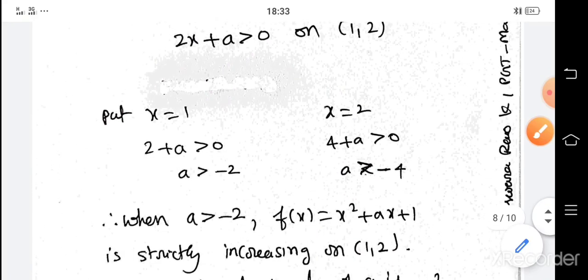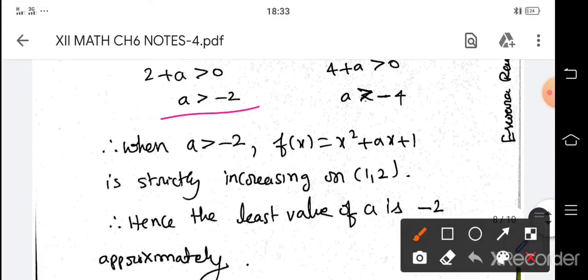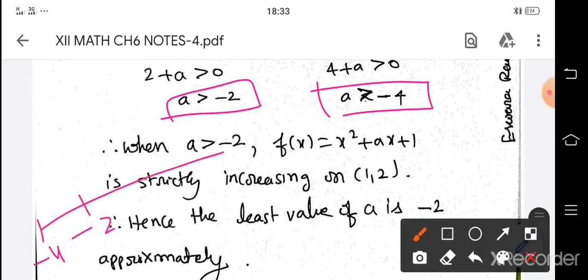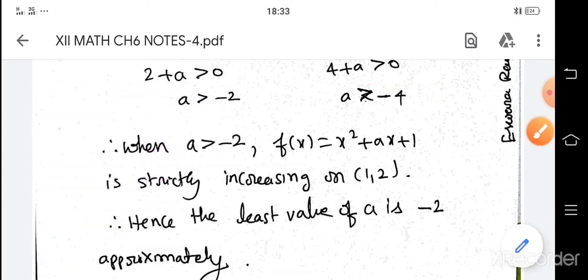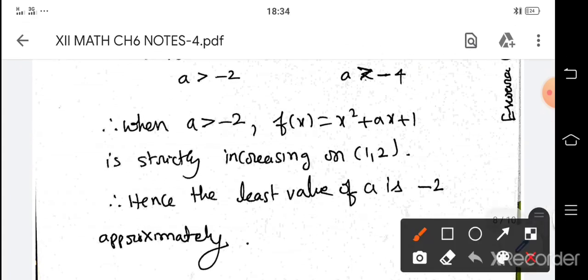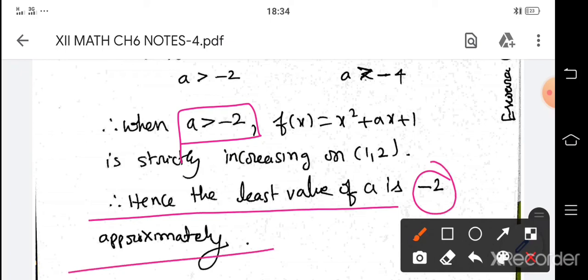Two things we got here: a greater than minus 2, and a greater than minus 4. Minus 2 here, minus 4 there. The common condition is a greater than minus 2, so you have to take a greater than minus 2. That means a greater than minus 2 will be the answer for this one. That means the least value of a will be approximately minus 2, since it is greater than. Since they asked for strictly increasing, that means approximately minus 2, that means it will be some minus 1.99999 and so on. I can give only an approximate answer; exactly we cannot give for this.